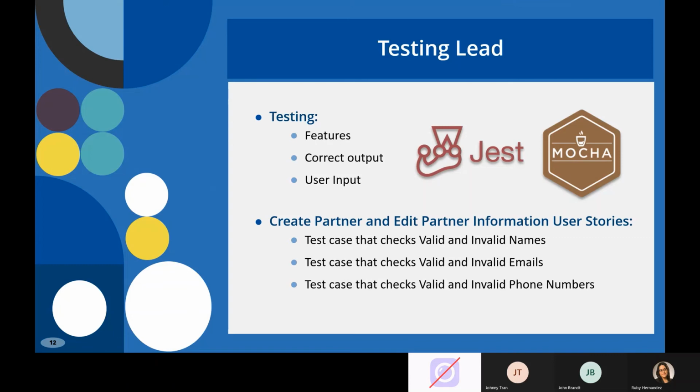Okay, so for the acceptance testing cases, two examples are the create partner and edit partner information user stories. For those, we would be testing to check if the name is valid or invalid, to make sure that no invalid name is allowed into the database, as well as emails and phone numbers. We're going to be testing if they're invalid or valid.